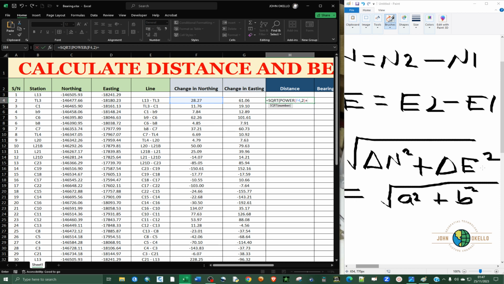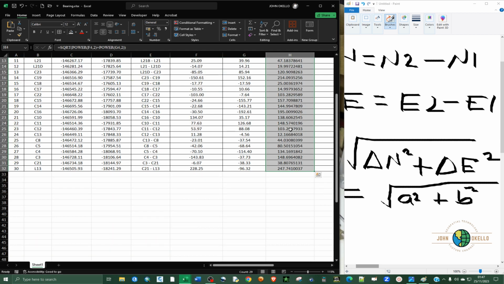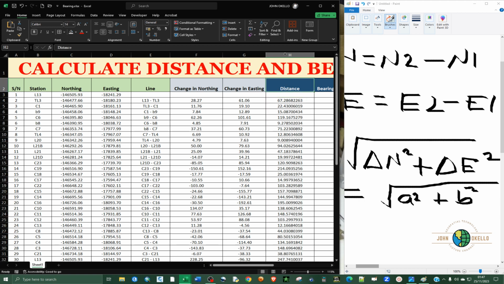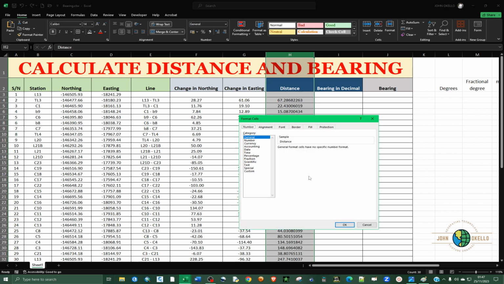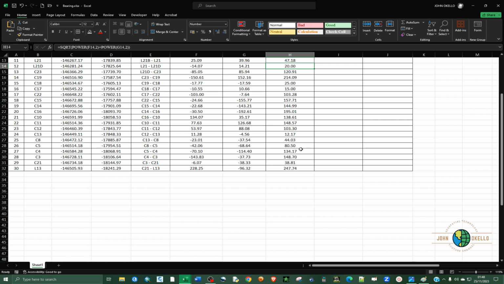We're going to add the square of change in easting. So we write power again, the power of change in easting. So select easting, and then we're saying easting to power 2, like that, and then close bracket again until you see it turning black. So hit enter, and then copy the same formula down, just double click. We want everything in 2 decimal places. So I'm going to select the whole column, right click, go to format cells, and then number. We want 2 decimal places, so you can change that to 2 decimal places or 3 decimal places as you wish. So now we have the distances.